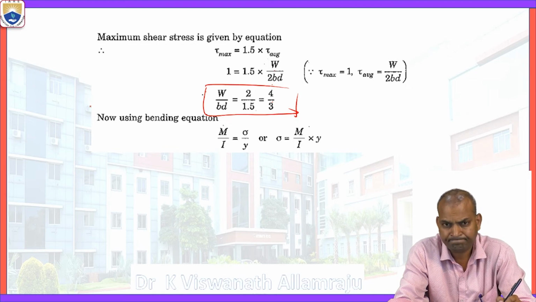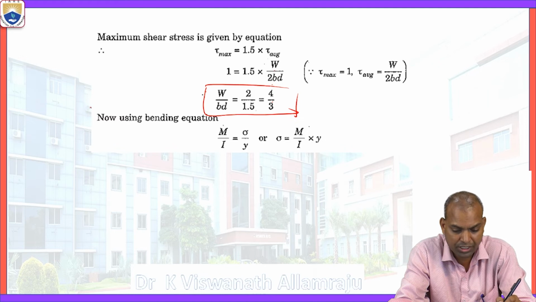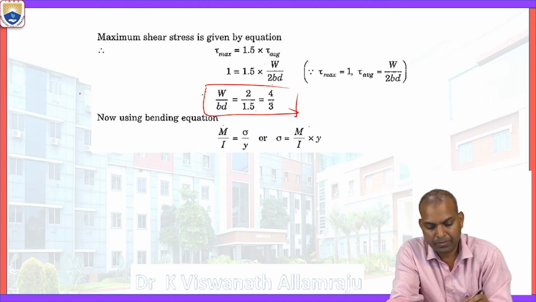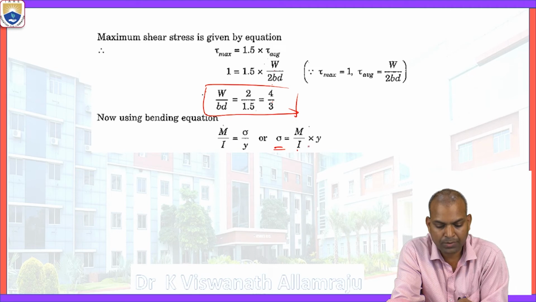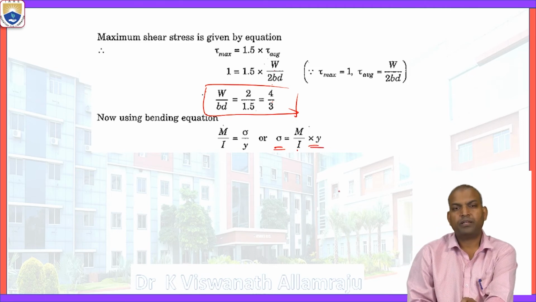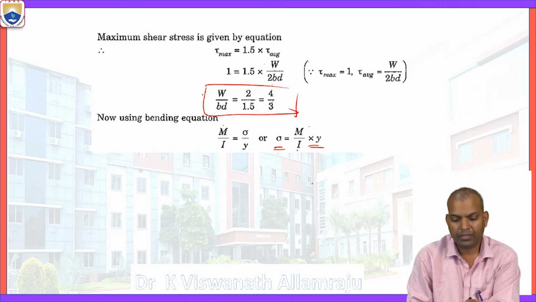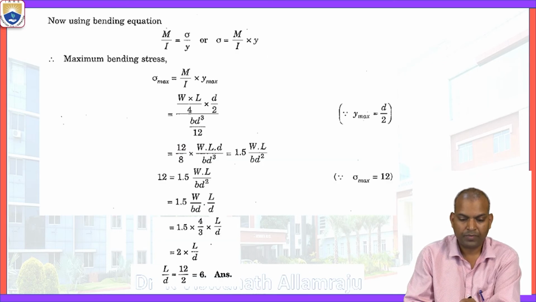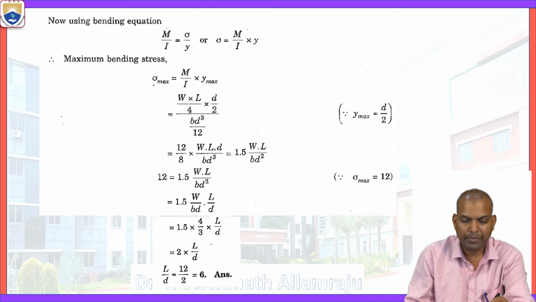Now we know the pure bending equation, that is M by I equal to sigma by Y. From that, sigma equals M by I times Y. Sigma becomes sigma maximum when Y becomes Y maximum. Now we know the maximum bending stress: sigma maximum equal to M by I times Y max.